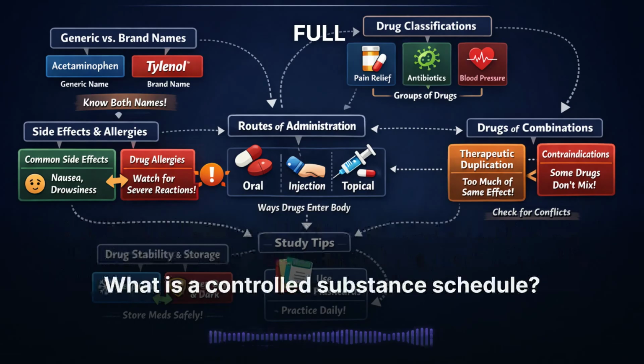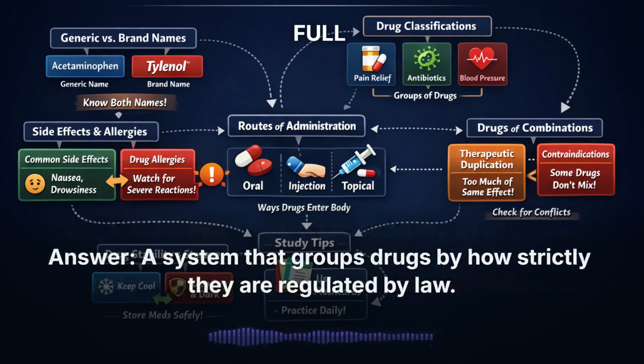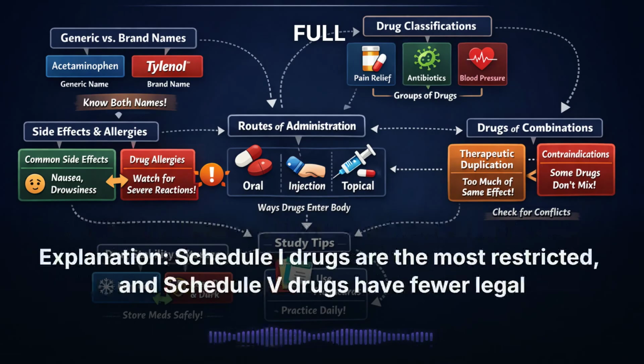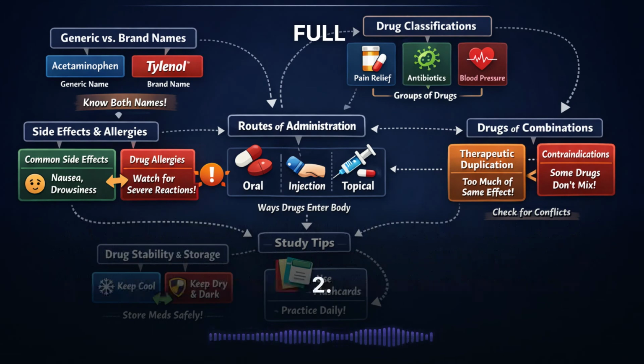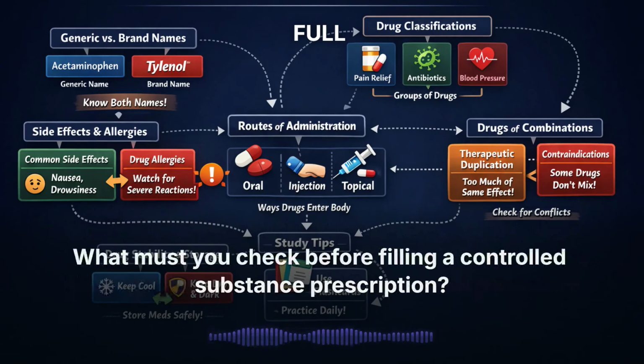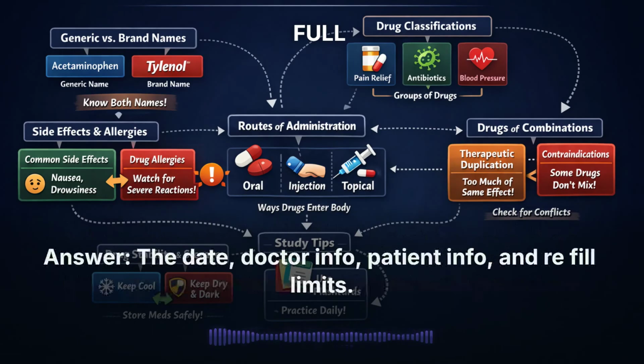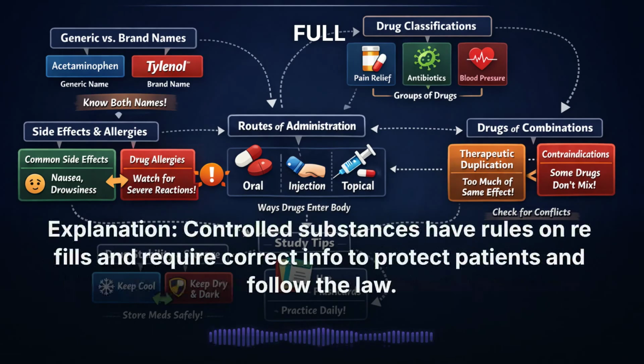1. What is a controlled substance schedule? A system that groups drugs by how strictly they are regulated by law. Schedule 1 drugs are the most restricted, and Schedule 5 drugs have fewer legal limits, so you know how to handle each drug type. 2. What must you check before filling a controlled substance prescription? The date, doctor info, patient info, and refill limits. Controlled substances have rules on refills and require correct info to protect patients and follow the law.